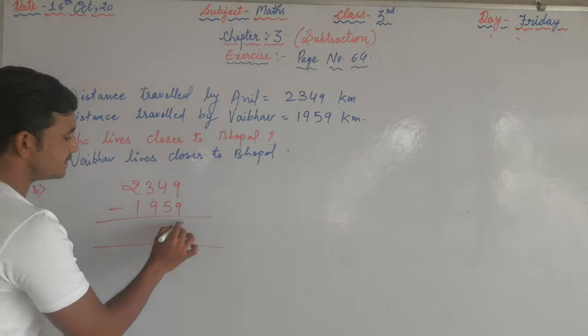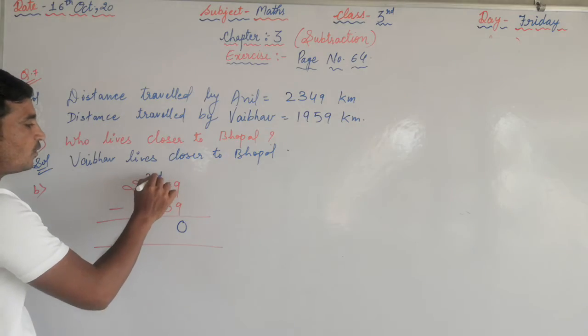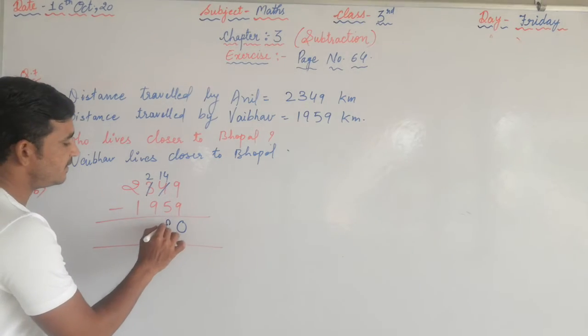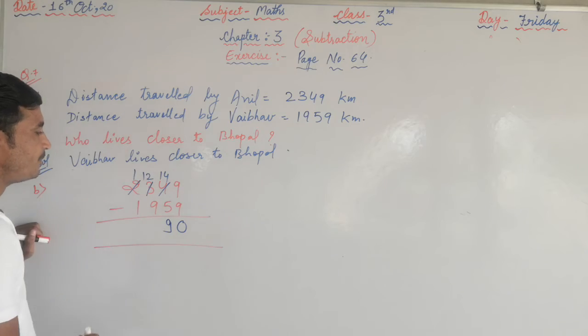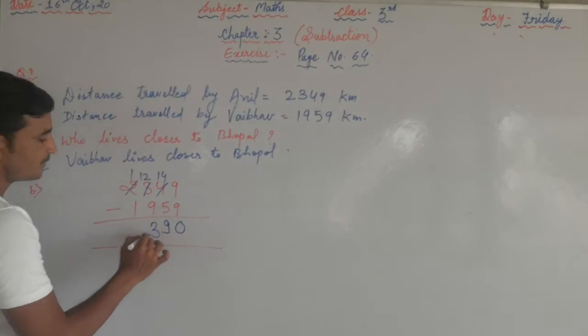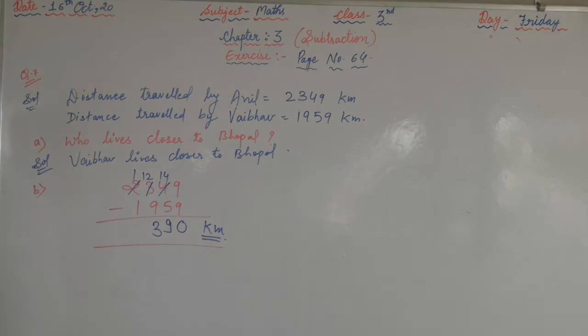9 minus 9, 0. Here 5 can't be subtracted from 4, so you have to borrow 1 ten, and 1 ten equals 10 ones. Now subtract 5 from 14. What's the result? 9. 9 can't be subtracted from 2, so you have to borrow 1 hundred. Now 9 subtracted from 12. What's the result? 3. The difference between both the homes is 390 kilometer.